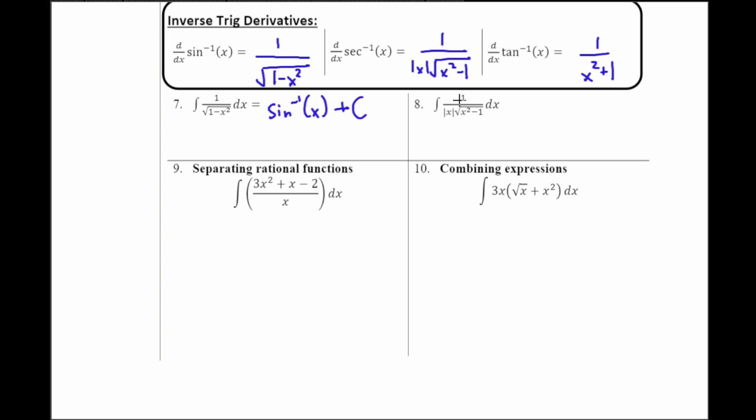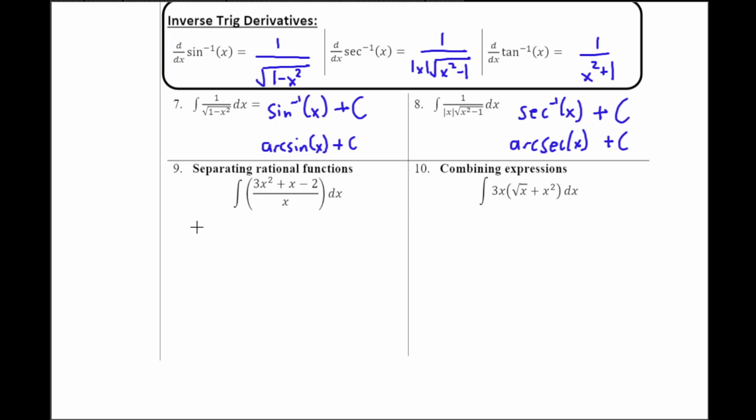Question 8. Integral of 1 over absolute value of x times the square root of x squared minus 1. That is just arc secant of x plus c. And again, we could have rewritten this as arc sine. The first one here is arc sine of x plus c, or this one as arc secant of x plus c. Secant inverse, arc secant, they're the same thing.